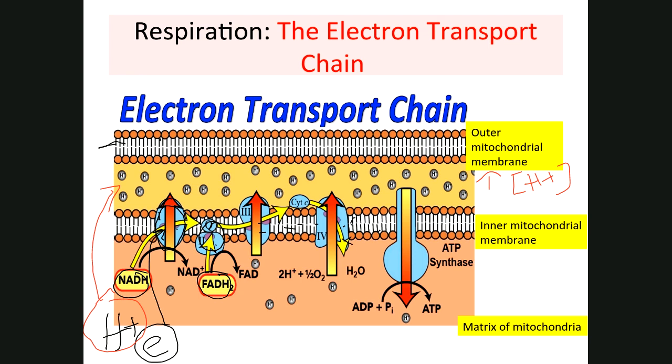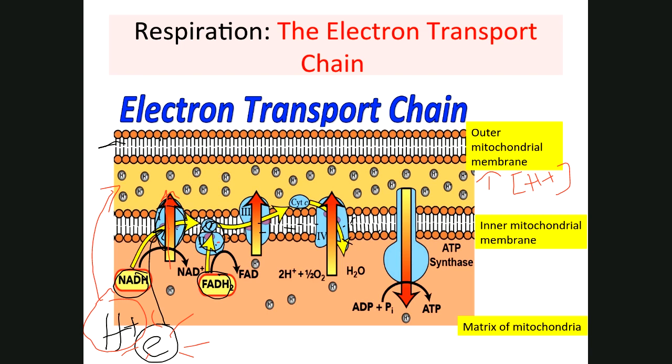Well, electrons are energy. Electrons are high energy particles. So the electron from these hydrogen atoms that were gathered by NADH are going to be passed on from one electron carrier to the next, to the next, to the next, like a hot potato. And the energy of the electron is going to be used to pump the hydrogen ions to the other side of the membrane, building up this hydrogen concentration gradient.